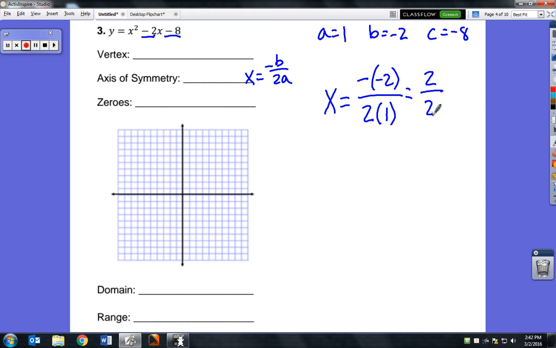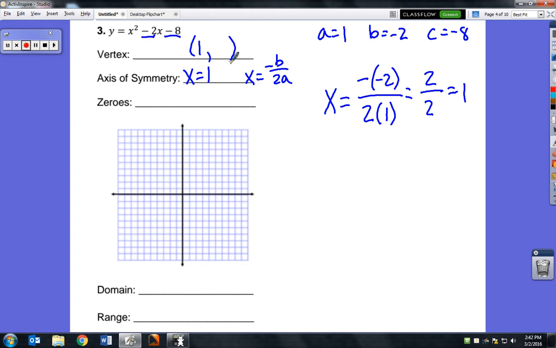Remember that a fraction is really a division problem. It's the numerator divided by the denominator. So 2 divided by 2 is 1. My axis of symmetry is x equals 1. This also gives me the x value for my vertex because the axis of symmetry runs through the vertex.